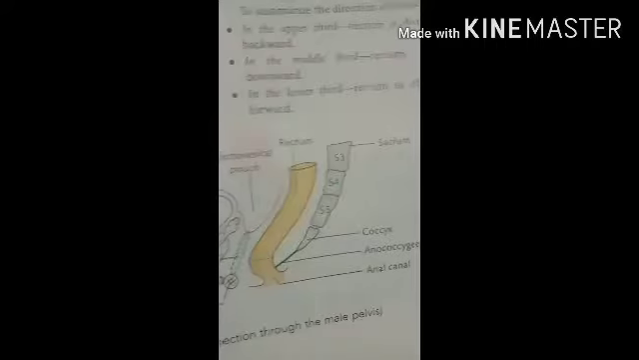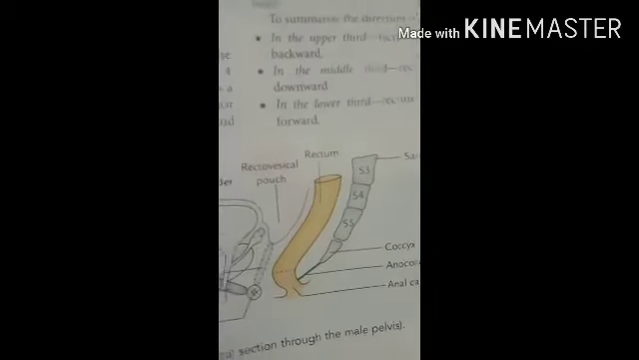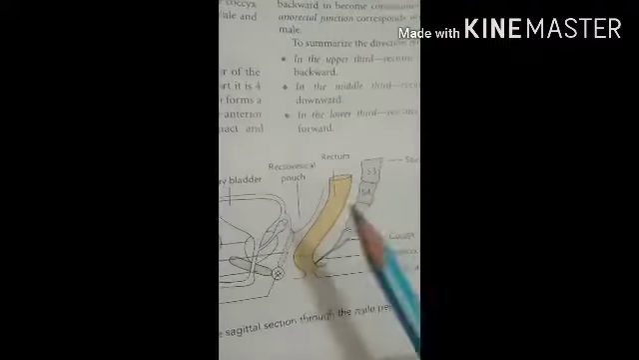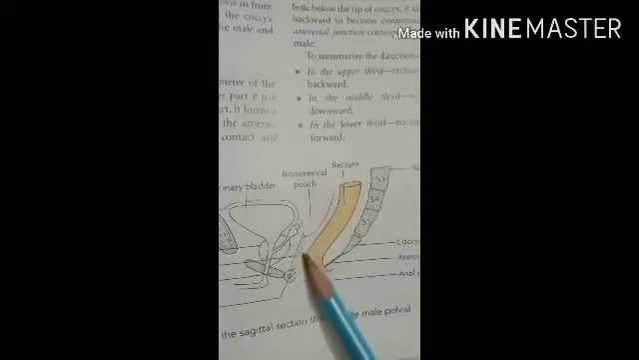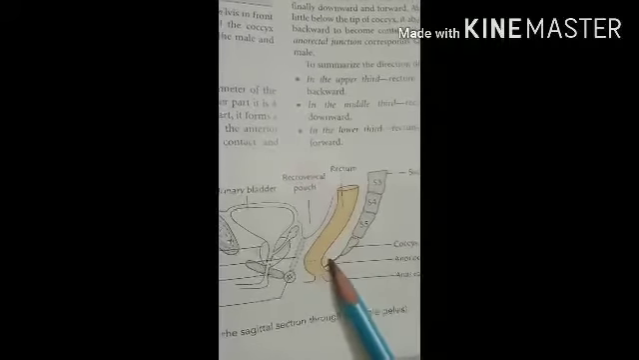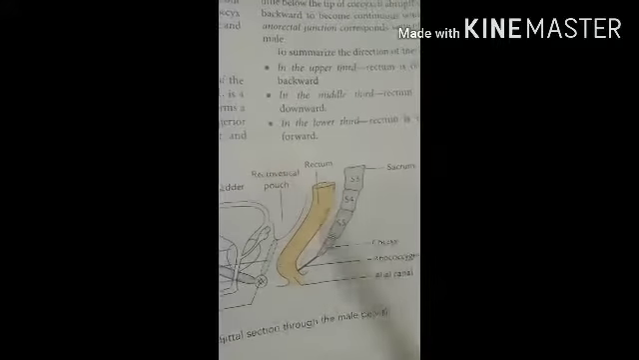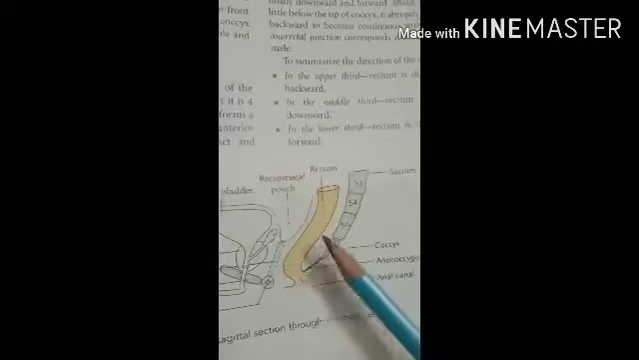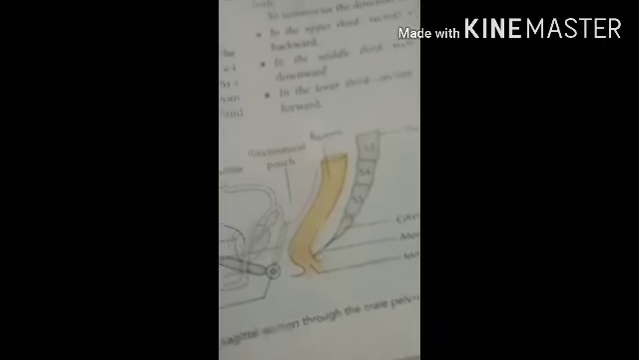So here are the supports. First is the fascia of Waldeyer. The fascia of Waldeyer attaches the lower part of the rectal ampulla to the sacrum. From this region the fascia is present, and it is formed by the condensation of the pelvic fascia. So that is called the fascia of Waldeyer.